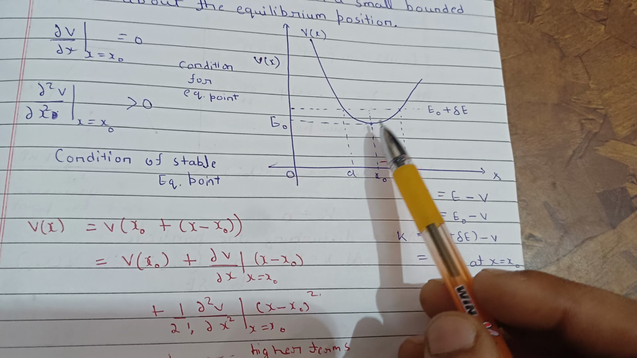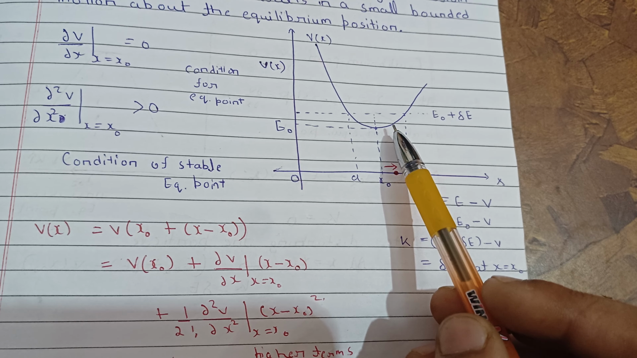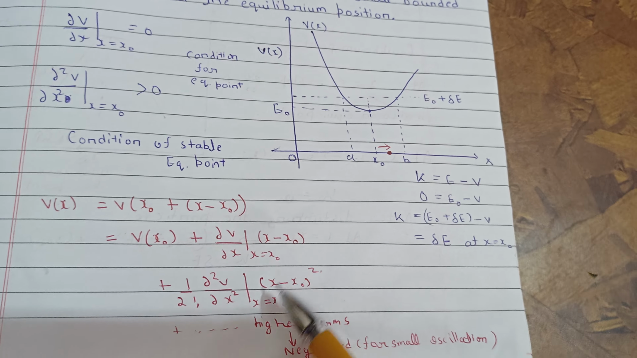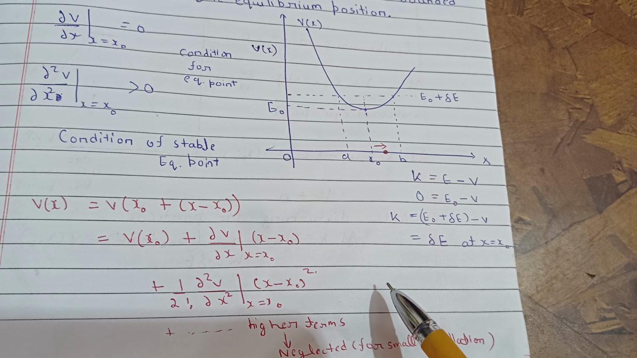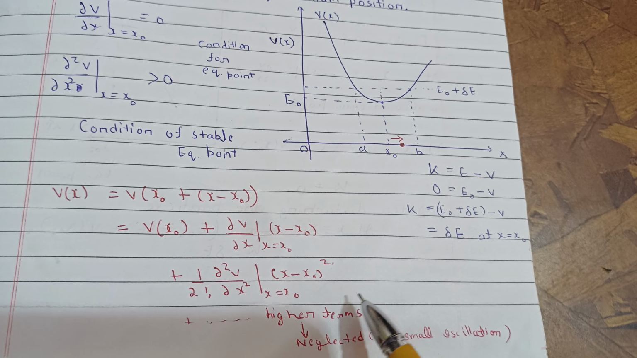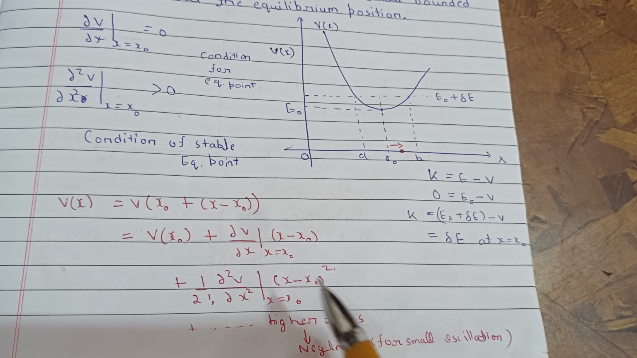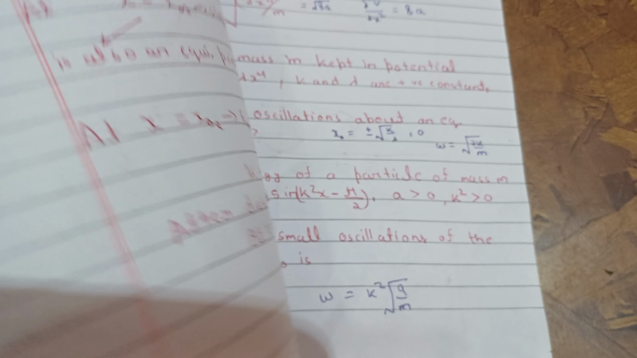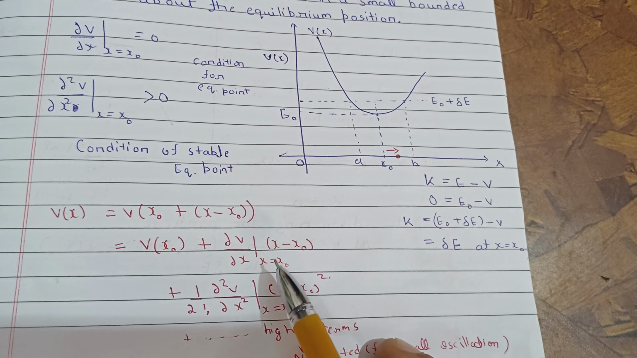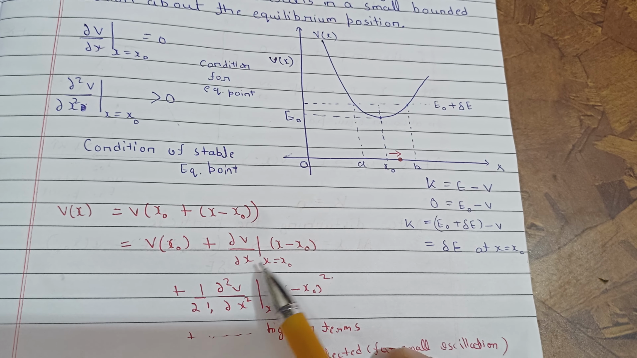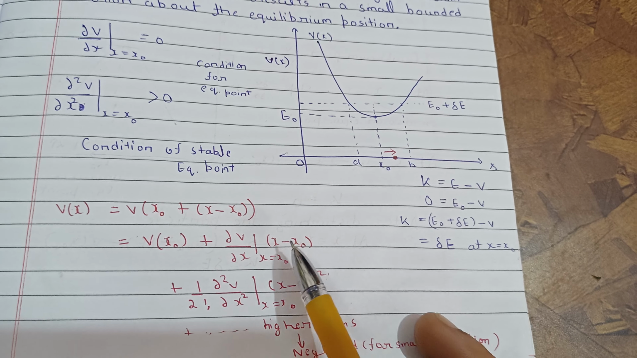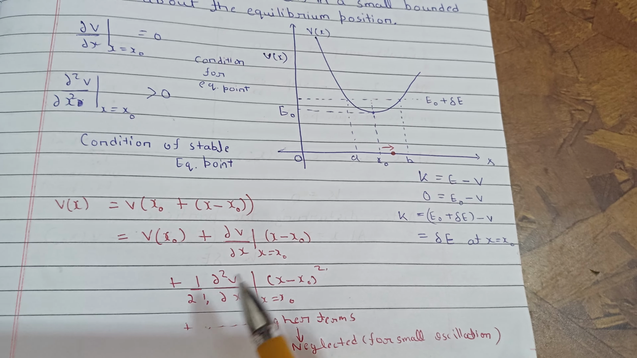If the displacement is very small, then the oscillation is very small, and the difference x - x0 is very small. So the higher terms, the cube and fourth-order terms, tend to be very small and go to 0. That's why we didn't take those terms, and we just consider these three terms. We know that at x = x0, dV/dx is 0, so this term is eliminated.